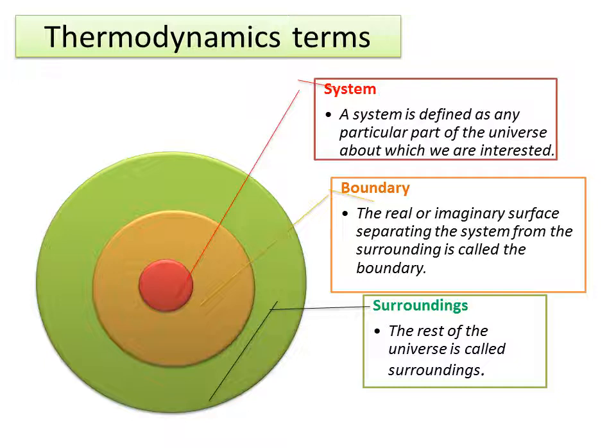Next is surrounding. Everything in the universe that is not a part of the system is called surrounding. That is, the rest of the universe is called surrounding. Boundary. It is the real or imaginary surface separating the system from the surrounding is called boundaries.